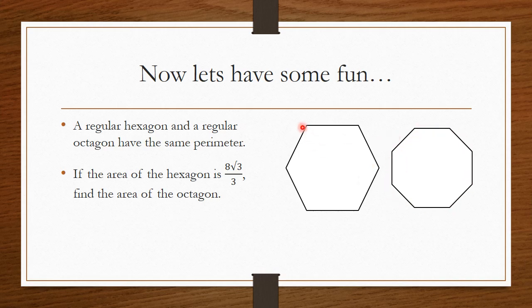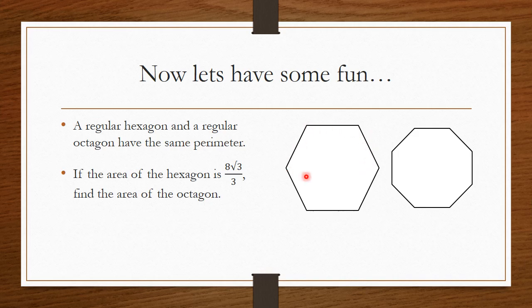In order to find the area of the octagon, we must find its side length. Let's say this side length is S. Then the hexagon is made out of 6 equilateral triangles with side length S, so the area of the hexagon is 6 times S squared root 3 over 4. If we find S, we can use it to find the perimeter. So the perimeter is 6S.